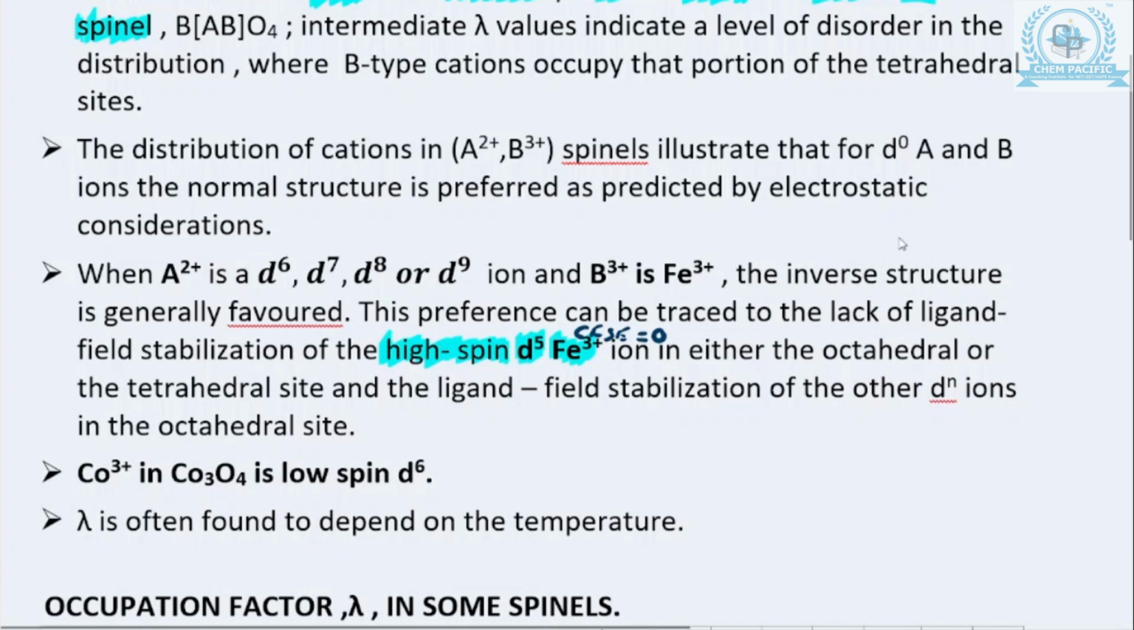तो फिर इट हैज बीन फाउंड दैट अगर A2+ जो है ये अगर d6, d7, d8 एंड d9 electronic configuration होता है, it mostly results in the inverse structure. Mostly the inverse spinel structure is generally favored. ठीक है, ये एक information है.